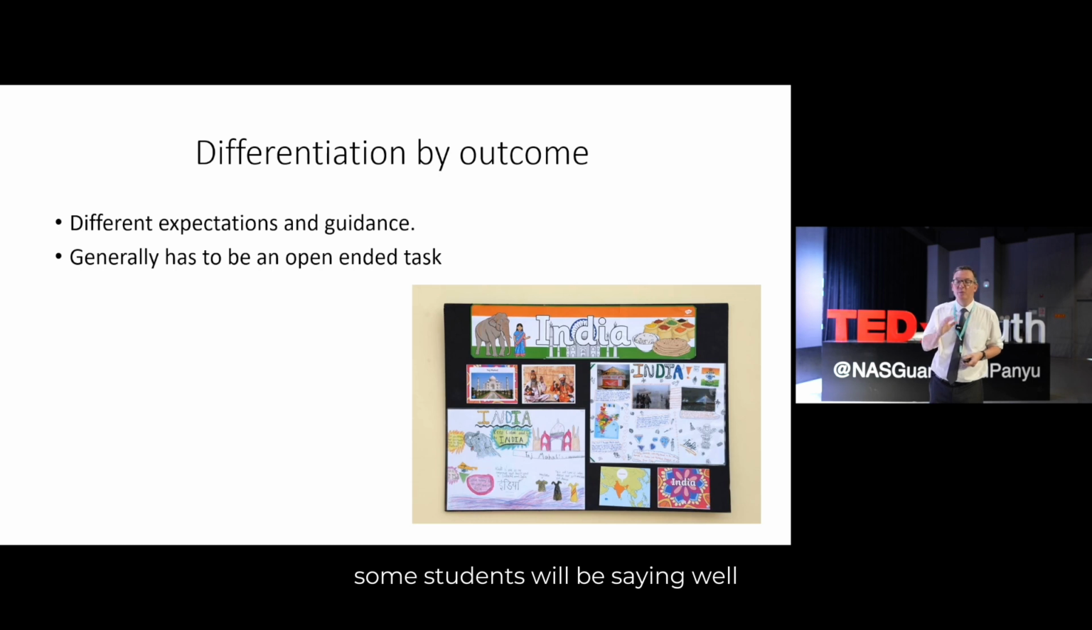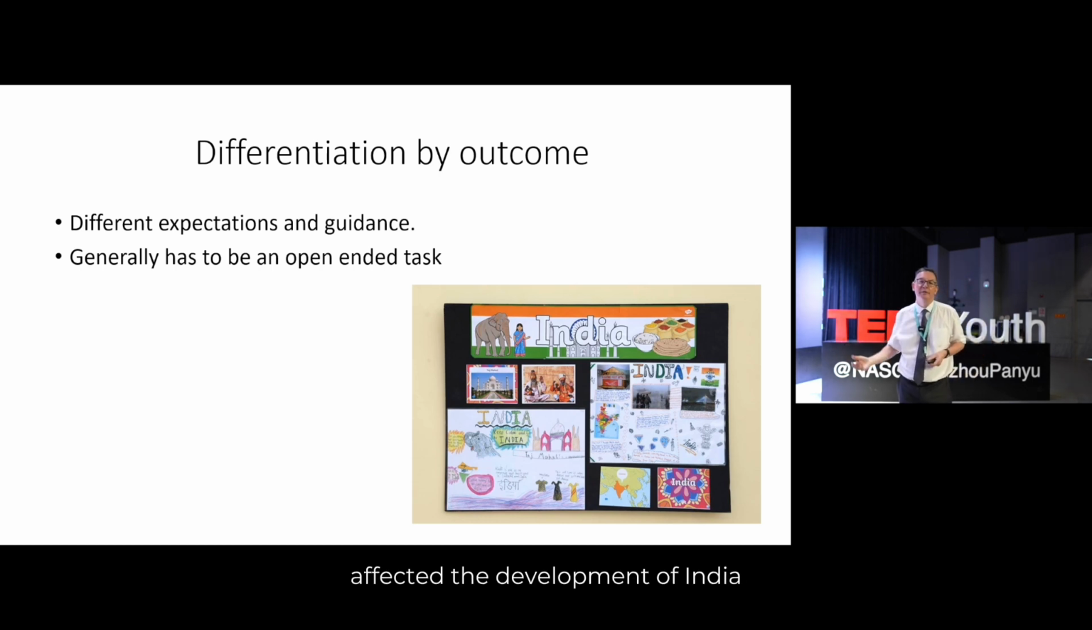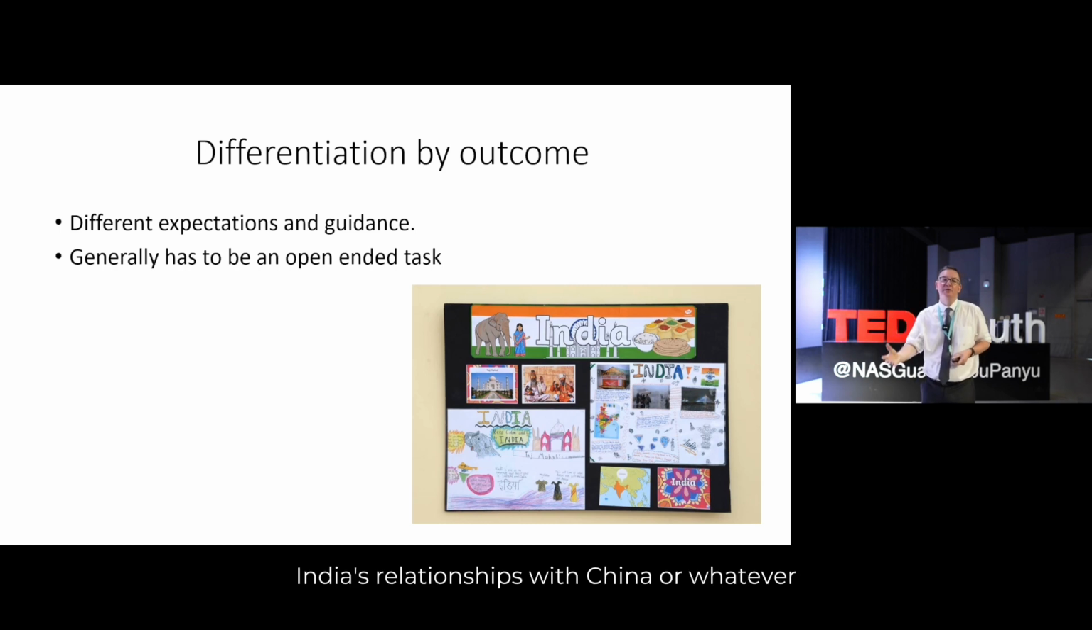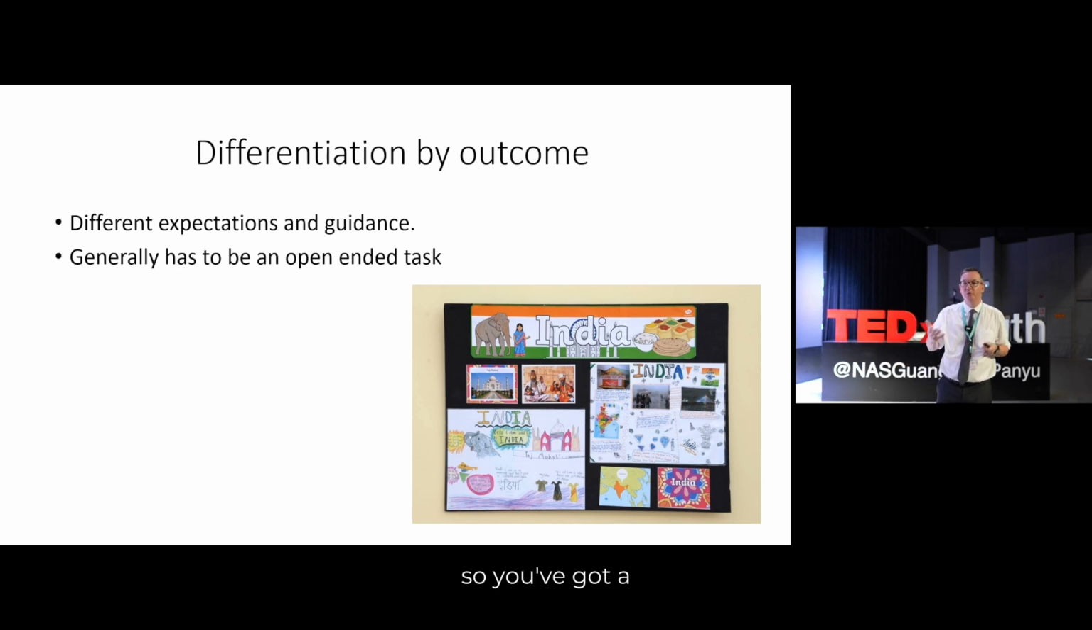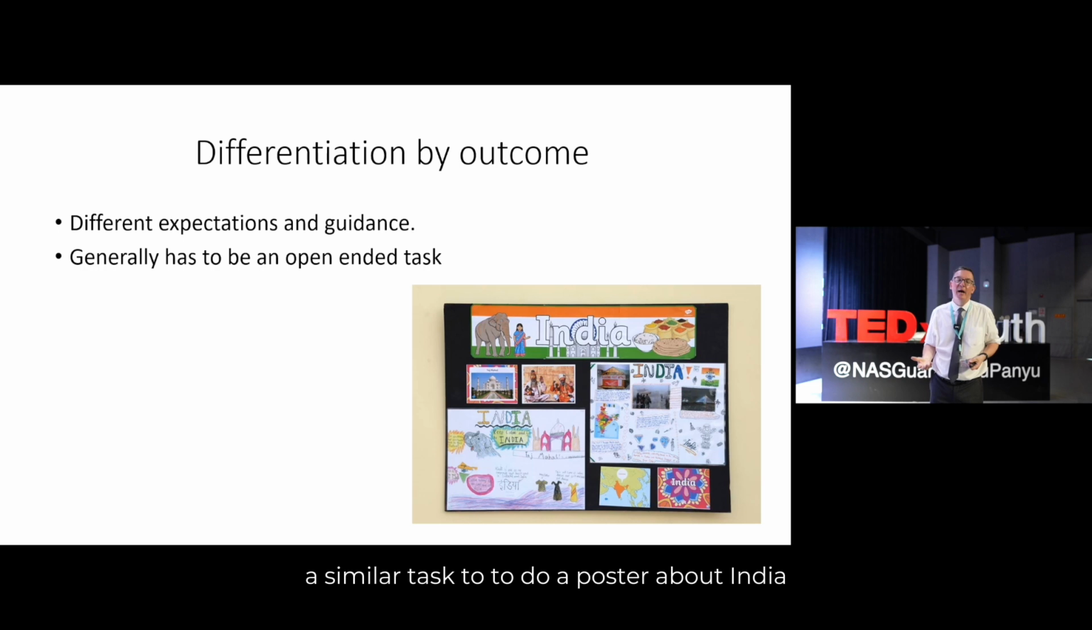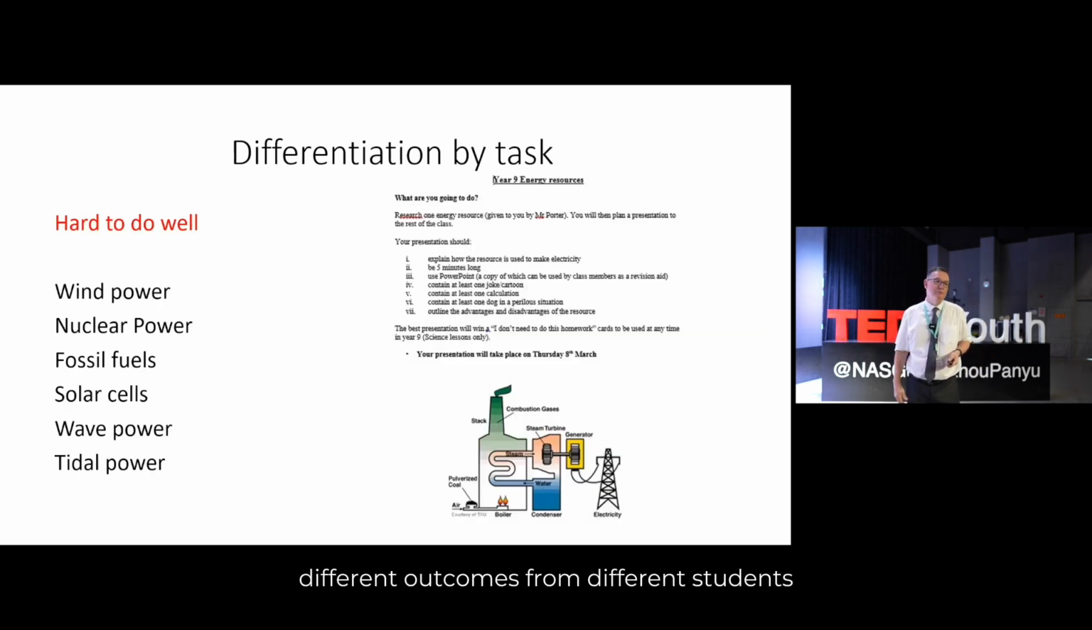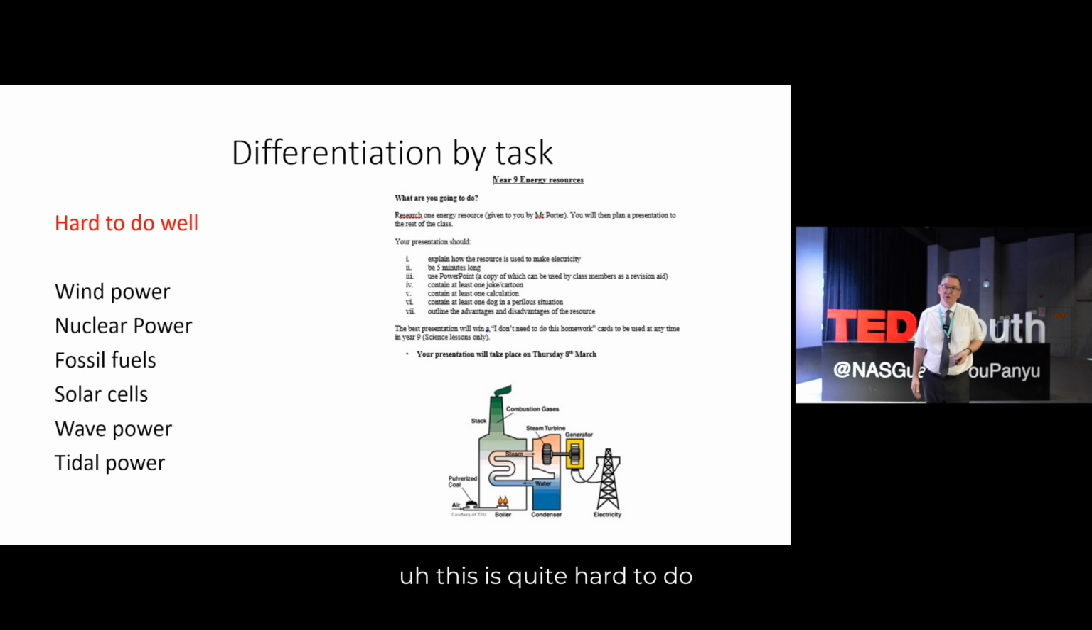Some students will be saying, well, actually, tell me a little bit about how colonialism affected the development of India, or tell me a bit about India's relationships with China. So you've got a similar task to do a poster about India, but you're expecting different outcomes from different students. This is quite hard to do.